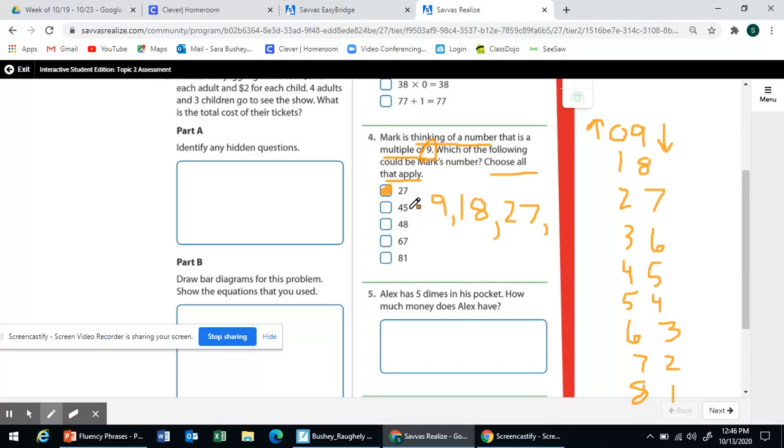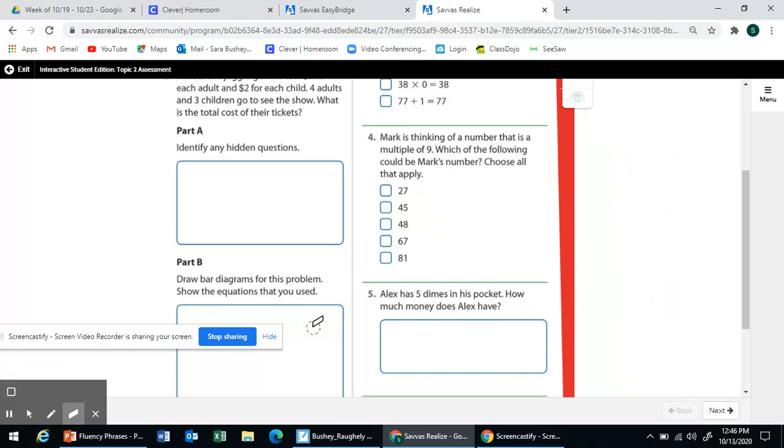So is 45 in that list? Yes, it is. It is right here. So 45 is a multiple of 9. Is 48 a multiple of 9? Nope. So we leave that blank. Is 67 a multiple of 9? Nope. So we leave that blank. Is 81 a multiple of 9? You betcha. So we fill it in. Boys and girls, please remember, you can only do this trick when you are doing 9s. This is a 9s trick, but you can use skip counting for any number. All right, let's move on.